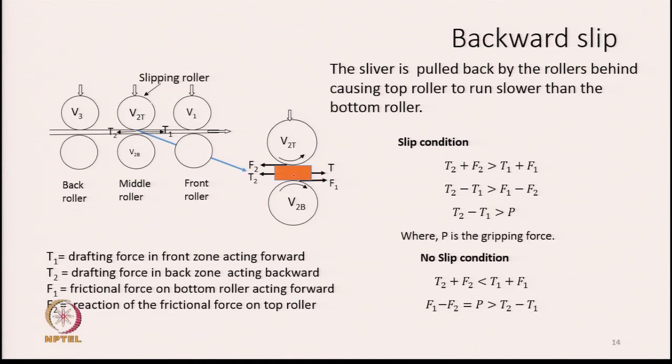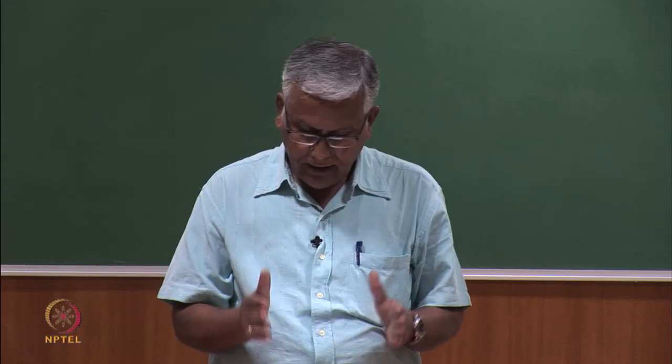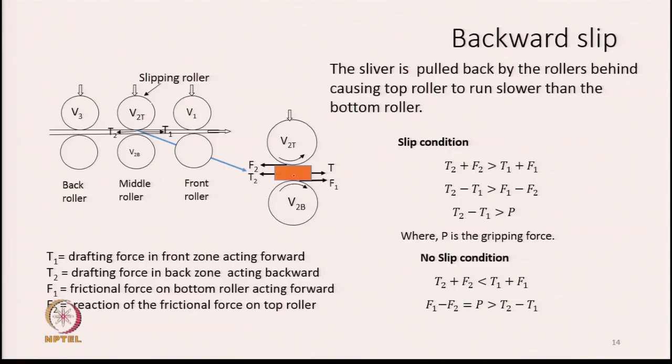So, that force which is driving the roller is acting tangentially. The reaction of that force, which is acting backward, is acting on the sliver; that is the force F2. So, the forces acting on the band of material gripped between the middle rollers are T1, F1 and T2, F2. Okay. Now, the slip condition and no slip condition.